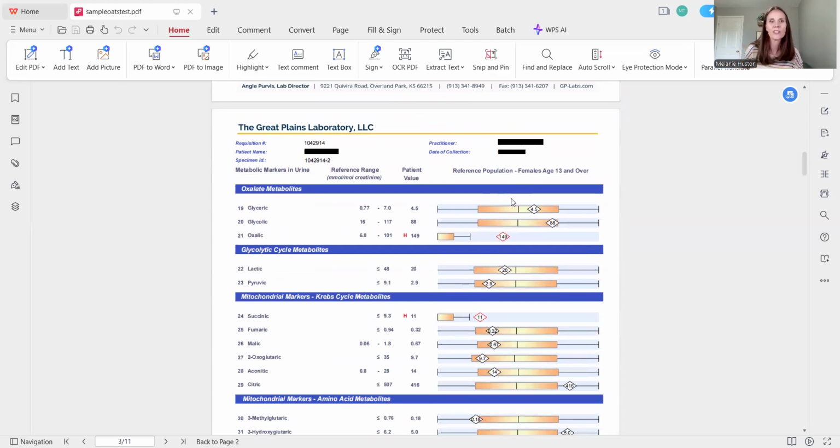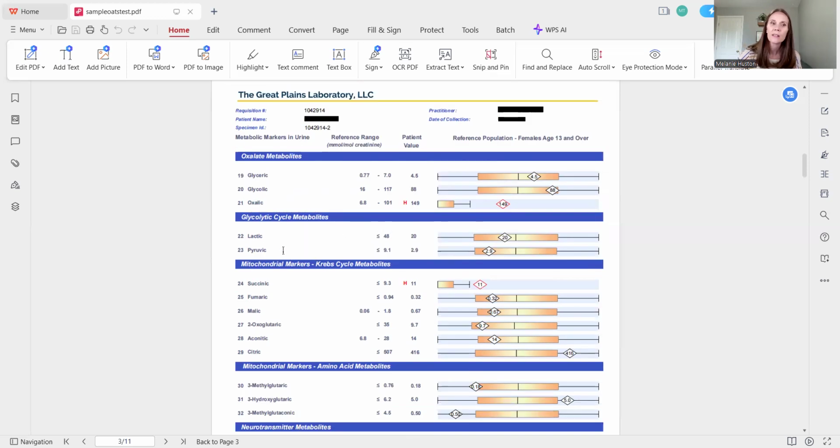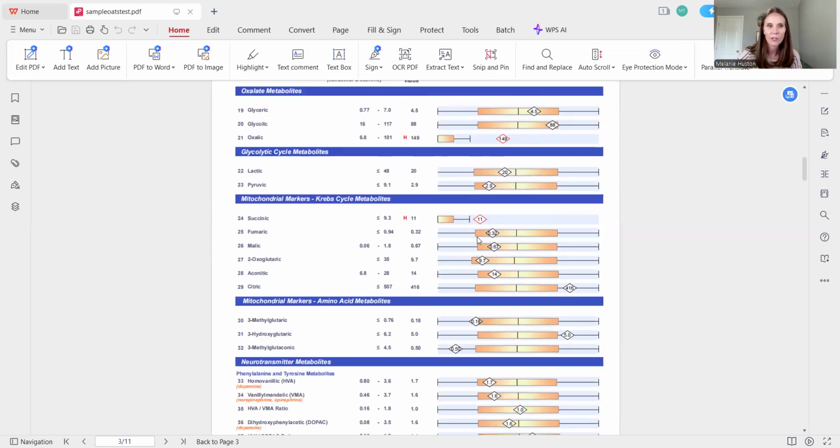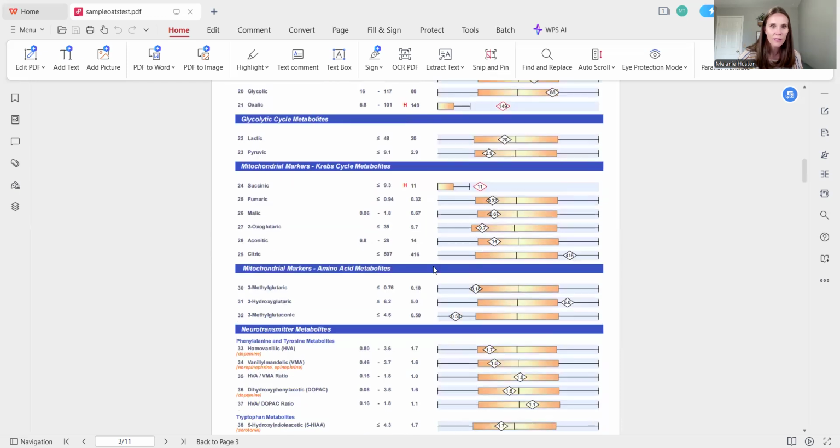And then the next page, this is your oxalate metabolites. This is another thing that the majority of people actually come back with this elevated. This one's quite elevated. So this would be saying you need to be careful with your oxalates. And so we have a food list of what to avoid and how to do that. And this is your glycolytic cycle metabolites. So this is glycolysis, which is the first step in cellular respiration, which is how your body makes energy. So if you're having problems here, you're going to notice that with your energy levels.